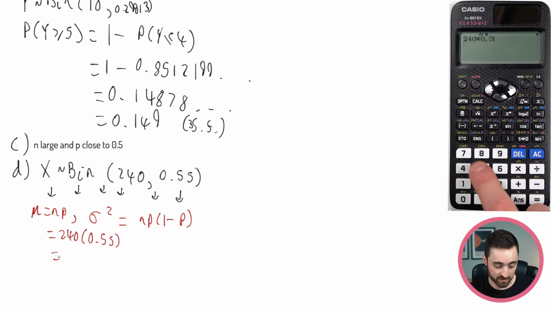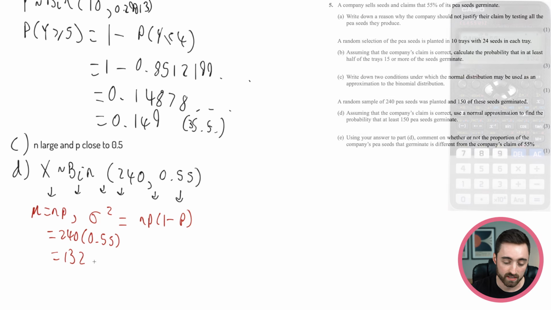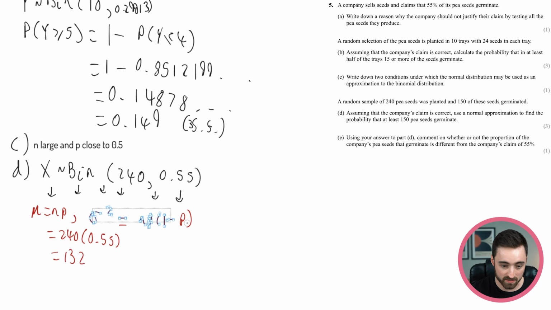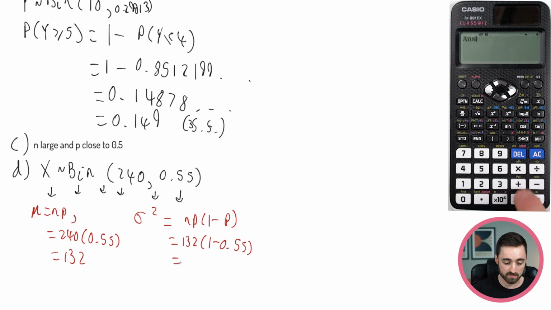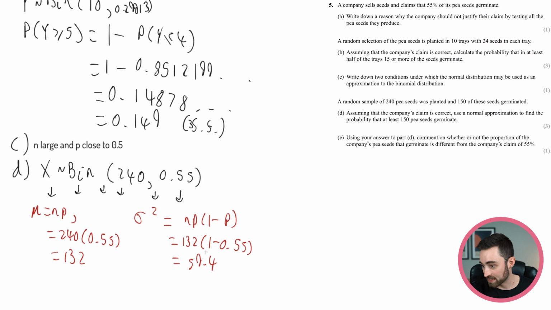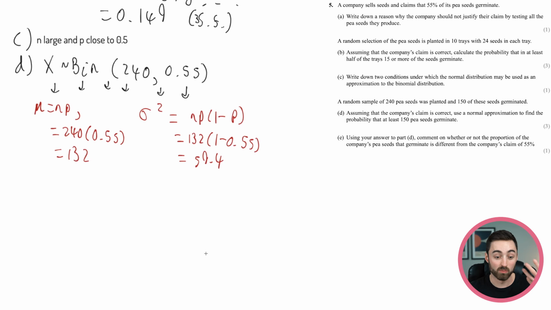240 times 0.55 gets me 132. Sigma squared is NP times 1 minus P. So that is going to equal, well, we know that NP is 132 times 1 minus 0.55. Okay, so answer times by 1 minus 0.55 is going to get me 59.4. Meaning that the normal approximation to this is going to be normal with a mean of 132 and a sigma squared of 59.4.